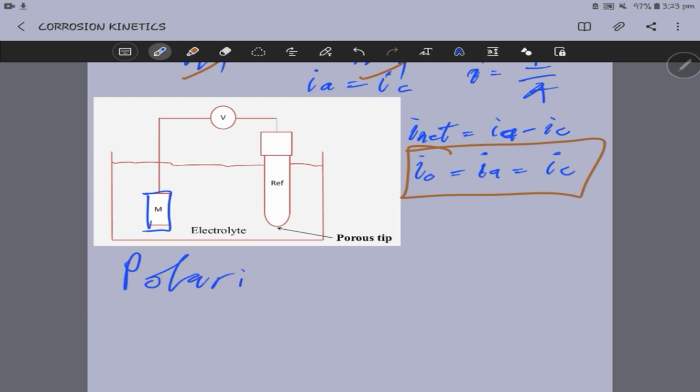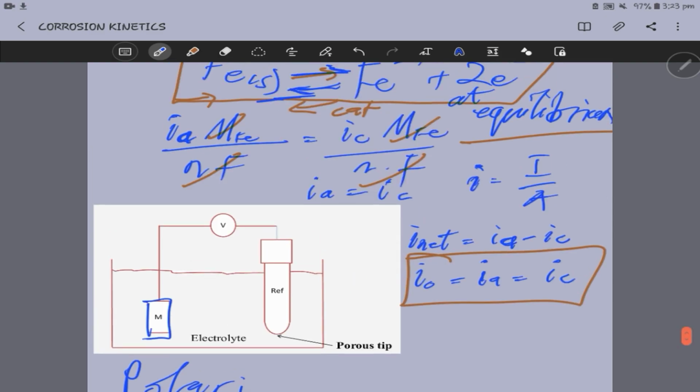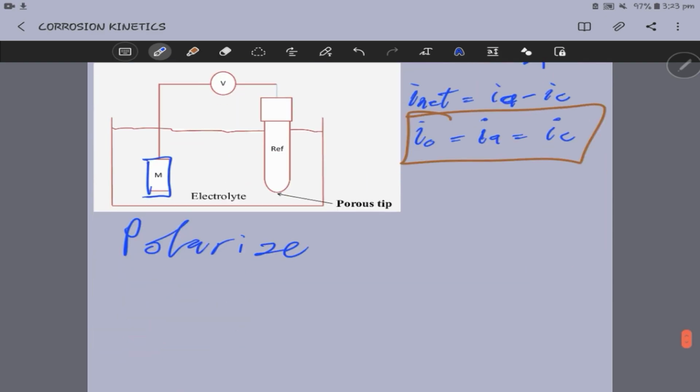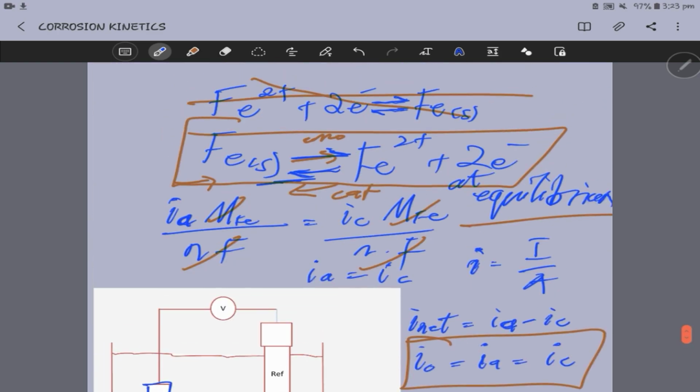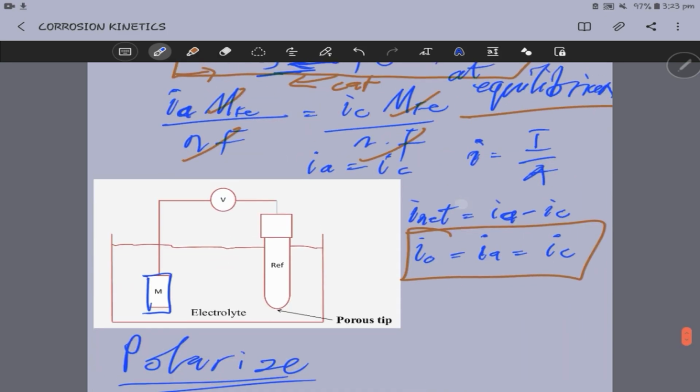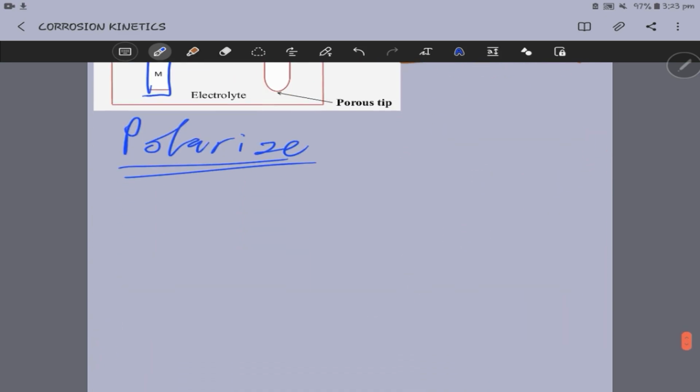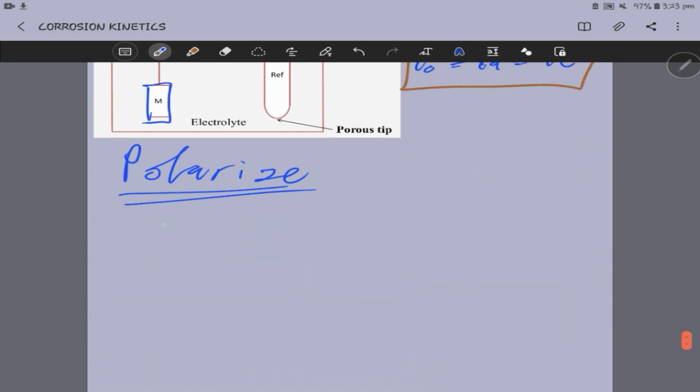We are shifting, because here the reaction is in equilibrium, but if we polarize it, the reaction will no longer be in equilibrium. So either oxidation will be more dominant or reduction will be more dominant. It's the same as saying that either the forward reaction or the backward reaction will be more dominant. So that's what we are doing.